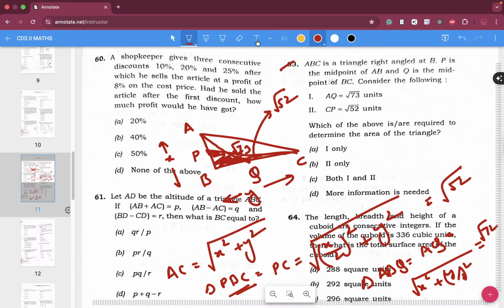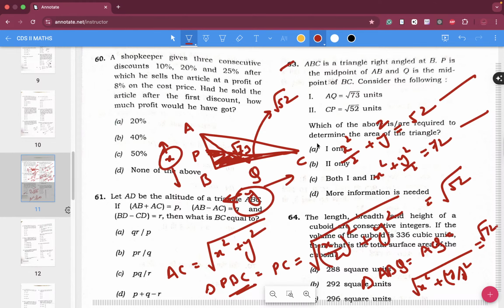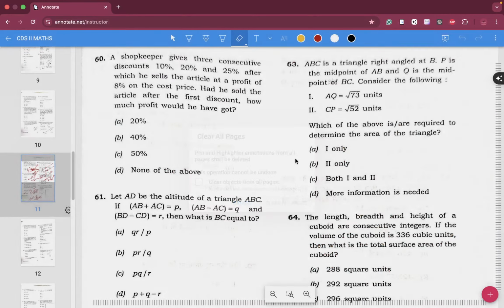Now you have two equations over here. x square by 2 plus y square is equal to 52, and over here x square plus y square by 2 is equal to 72. You have two equations, two variables. Will you be able to find out x and y? If we find x and y, can we find the area? So what is required in this case? Question number 53. We need both of these answers. We can find the answer to this question if we do it this way.